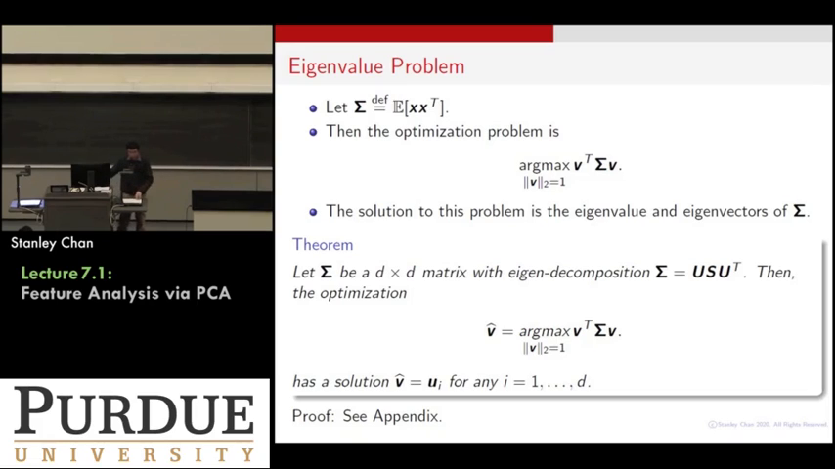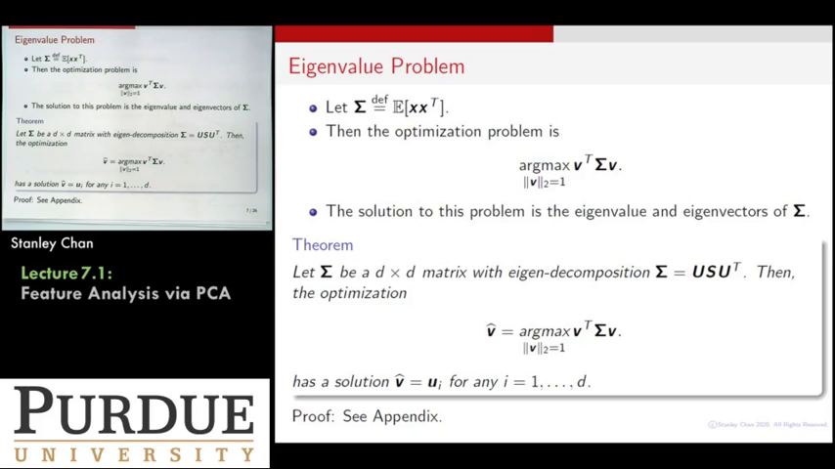All right, now the proof, I will leave it to the appendix, and you can read it by yourself. It's just some very standard Lagrange multiplier type of a solution. What you will get is that the solution has to satisfy the condition that sigma times v will equal to lambda times v. Lambda is the eigenvalue of the sigma matrix. Okay, so you will have this equation here.